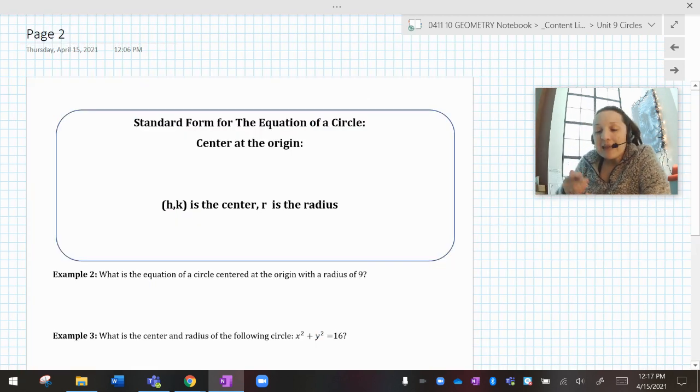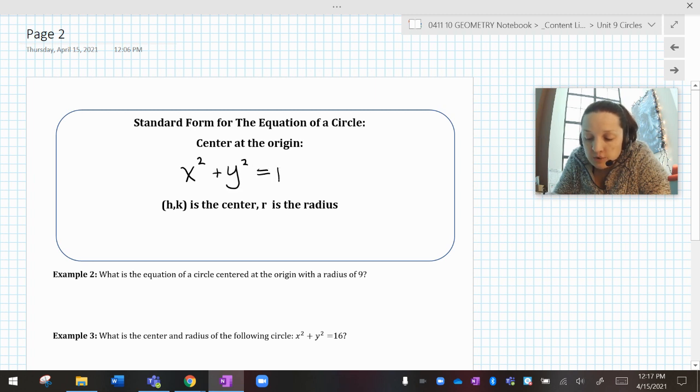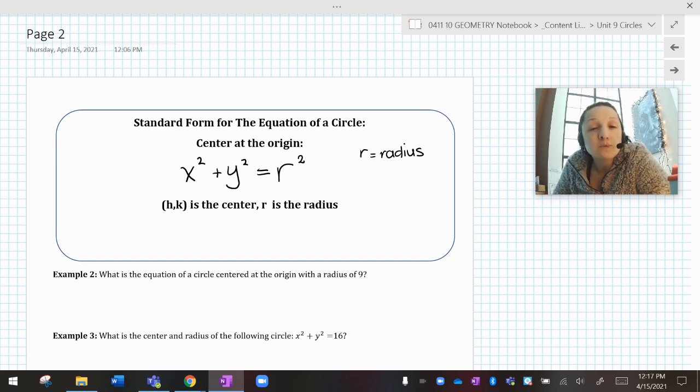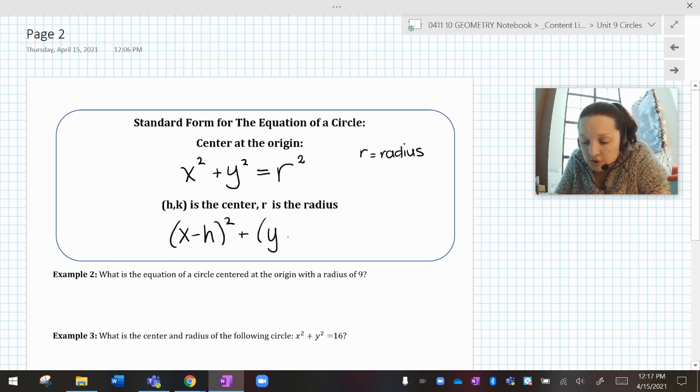So now we have a rule. If you want to make a circle whose center is the origin, the equation of that circle is x squared plus y squared equals r squared, where r is the radius. But not all circles have a center at the origin. If we use transformation rules, if you remember those a little bit from algebra, and I want to shift that center to the point (h, k), the equation of the circle is (x minus h) squared plus (y minus k) squared equals r squared.